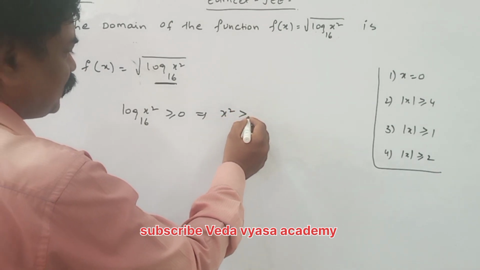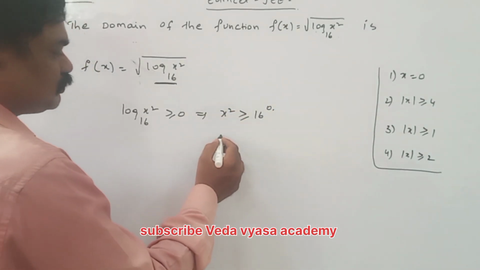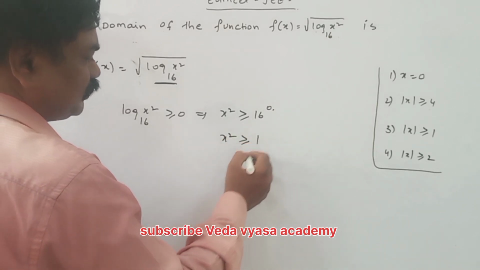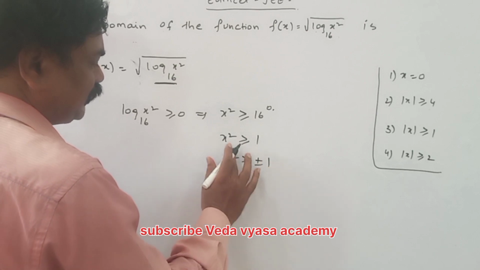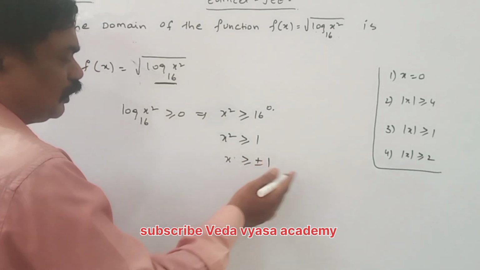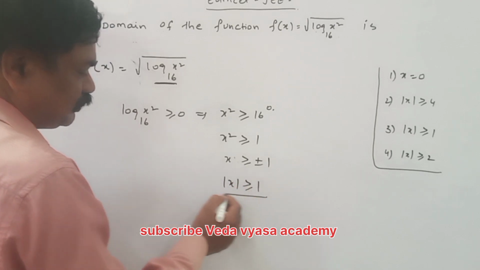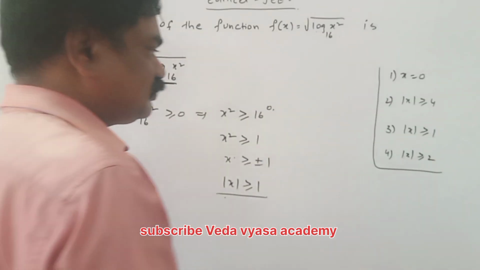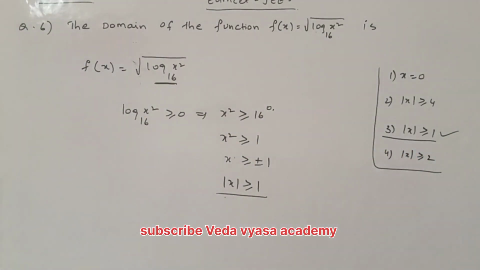So x square is greater than or equal to 16 power 0. So x square is greater than or equal to 1. So x is greater than or equal to plus or minus 1. So mod x is greater than or equal to 1 is the answer. So we have option 3 as the answer. Okay, all of you, that's all.